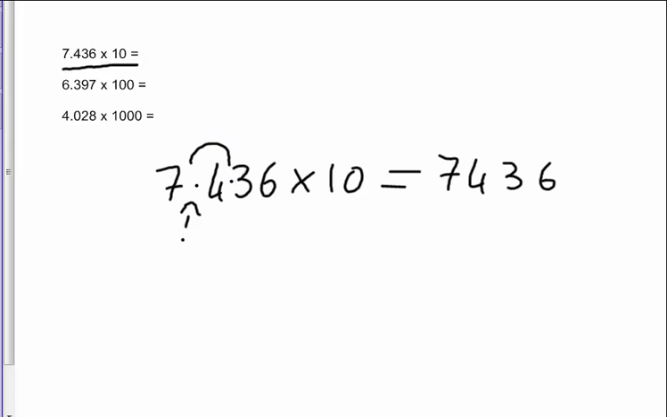So when I go to my answer then, I can move the decimal point from between the 7 and the 4 to between the 74 and the 3. And so my answer then is 74.36. Now let's take a look at the next example.